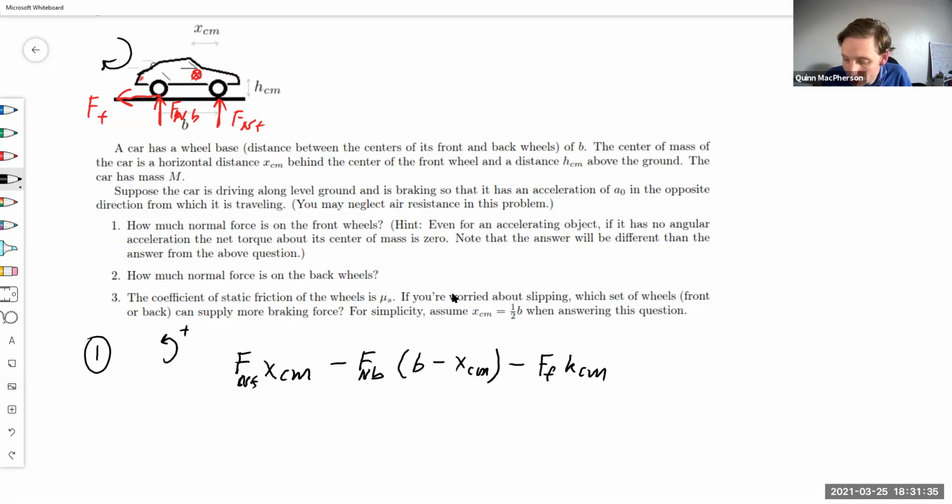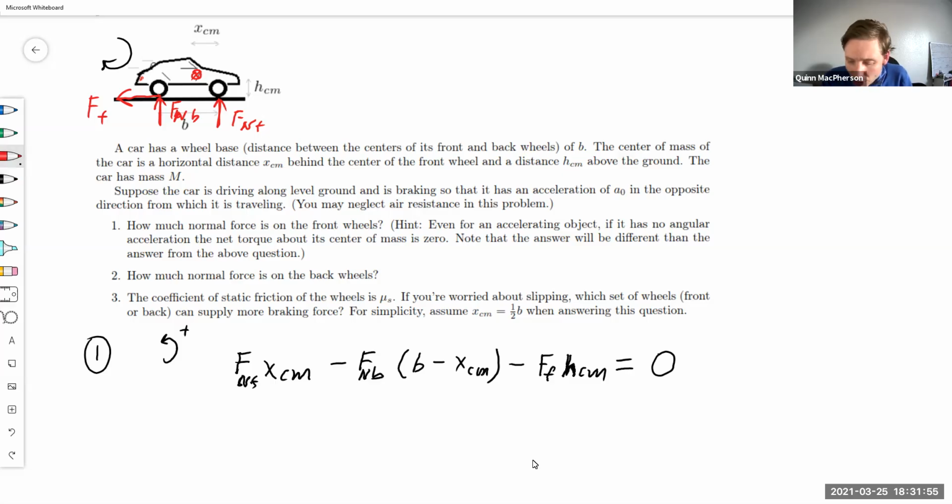Okay, so that's all the torques. The net torque on the car is going to be 0, assuming it's not going to flip over, right? It's not going to turn. It's slowing down, but it's not going to turn. So that's the total torque. So that's an h, not a k. Okay, so that's the sum of torques.